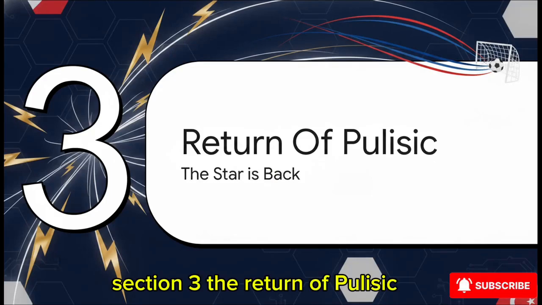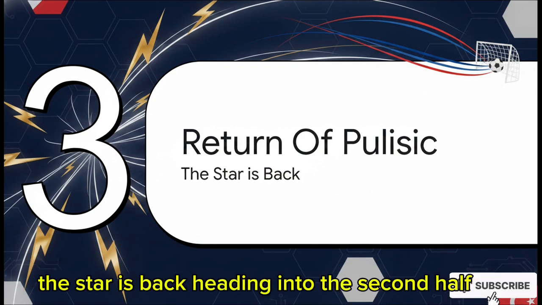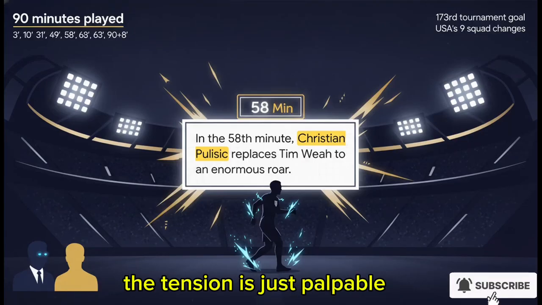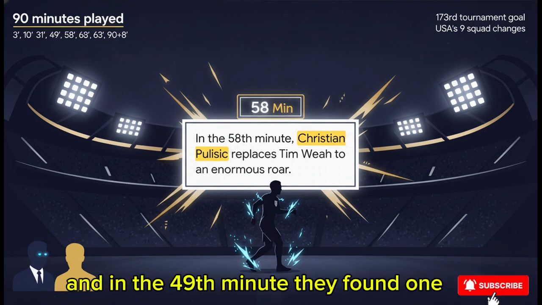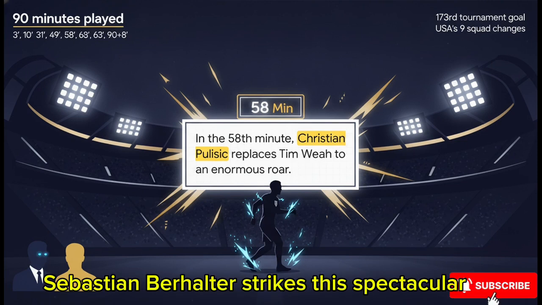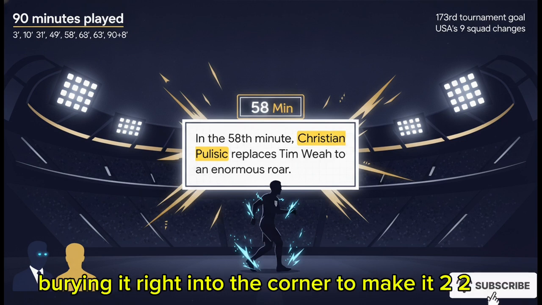Section 3. The return of Pulisic. The star is back. Heading into the second half, the tension is just palpable. The USA desperately needed a spark, and in the 49th minute, they found one. Sebastian Berhalter strikes this spectacular, vicious shot from 20 yards out, burying it right into the corner to make it 2-2.